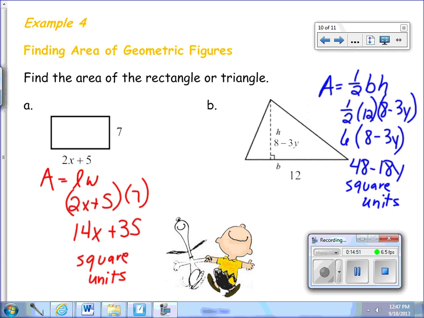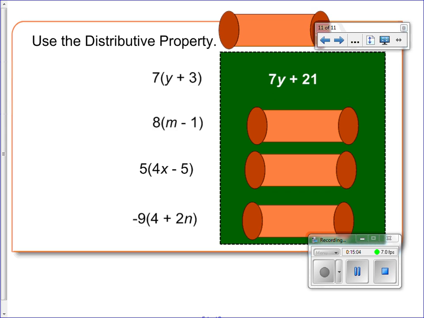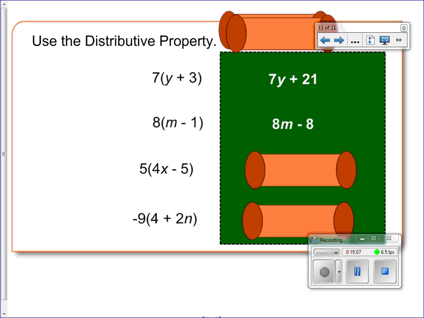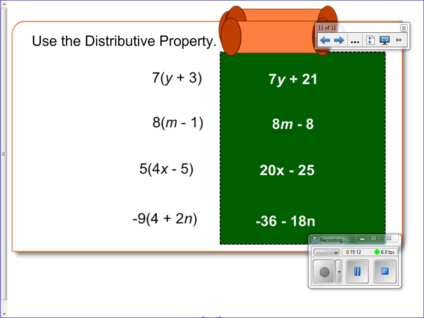Now let's review our last page of notes. Use the distributive property to simplify these 4 variable expressions. In this lesson, you were taught to use the distributive property to assist you in solving and simplifying expressions and equations. You can use mental math to do that.